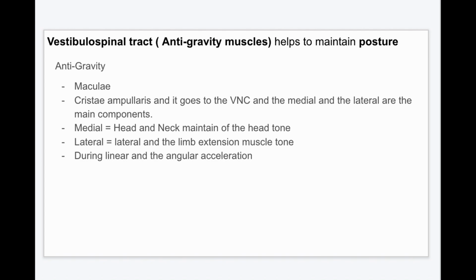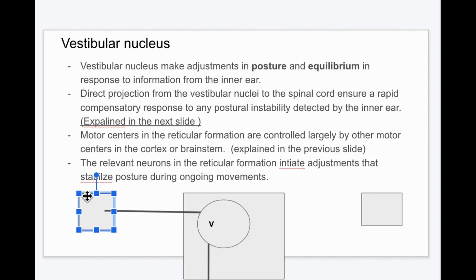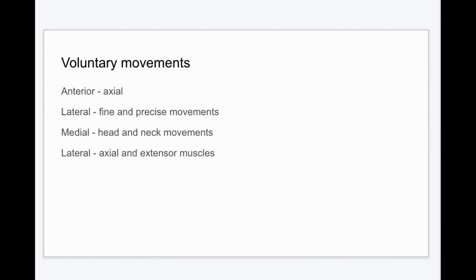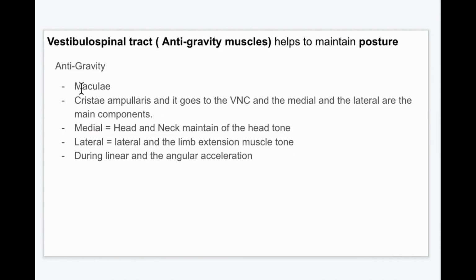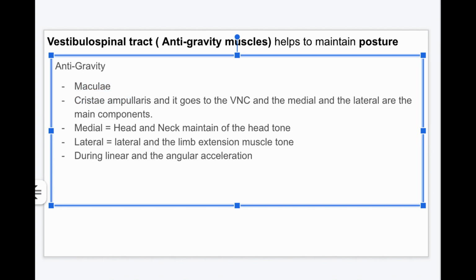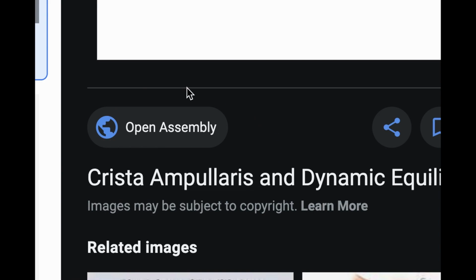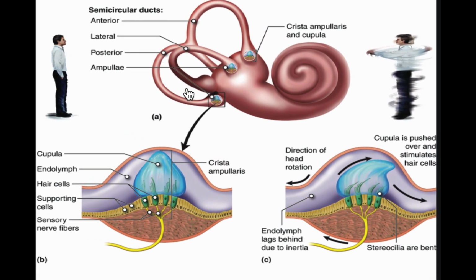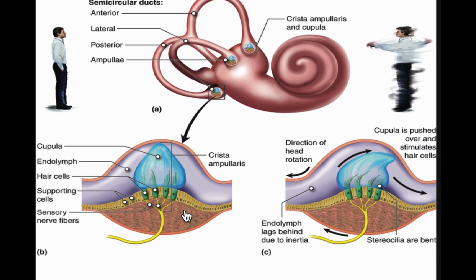So I explained that in proper detail when I drew a diagram here, that this is the vestibular apparatus, and it goes to the vestibular nucleus and vice versa on the other side. But what I'm trying to say over here is, what are the key structures? So we have the maculae and the cristae. The crista ampullaris is a sensory organ. Credits to Open Assembly, because I'm basically plagiarizing the picture. But essentially the key point is that there's a crista ampullaris.